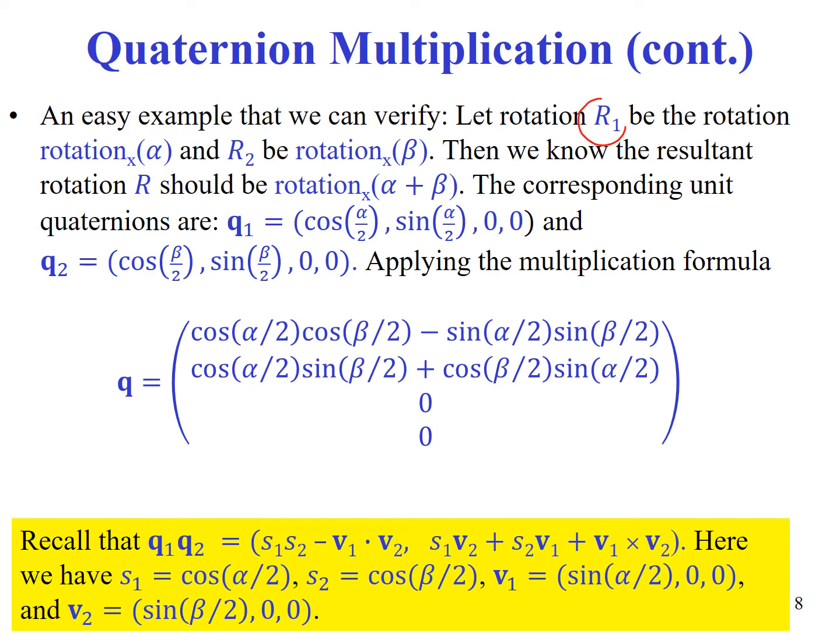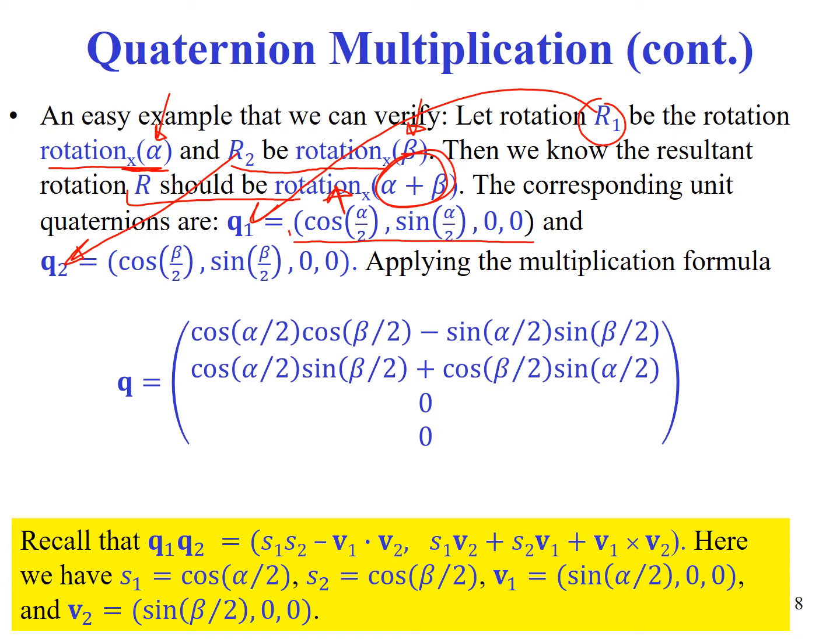An easy example that we can verify for quaternion multiplication is presented here. Let R1 be the rotation matrix about the x-axis with angle alpha, and R2 be the rotation about the same axis with an angle beta. So we have two simple rotation matrices. Both matrices are rotating the object about the x-axis. One is by angle alpha and the other one is by angle beta. So we know that the resultant rotation R should be the product of these two, a rotation about the x-axis. The corresponding unit quaternions to R1 and R2 are given by Q1 and Q2. That's from the previous slide that we just studied.